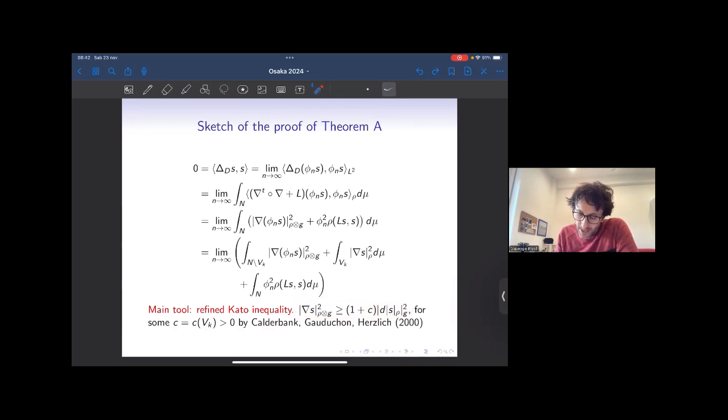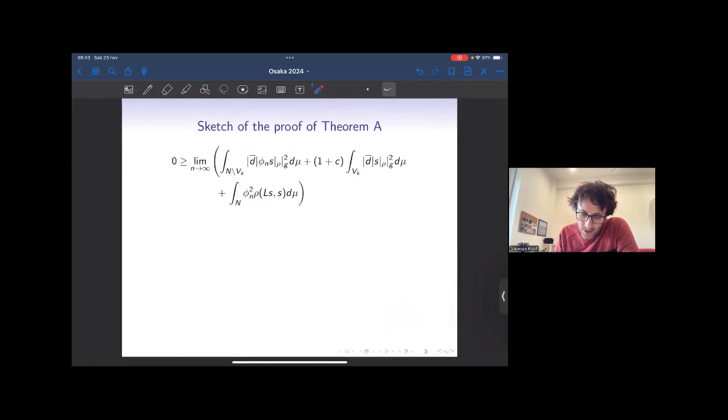Now the idea is to use here the classical Kato inequality, and here, since S is harmonic, we have the refined one.